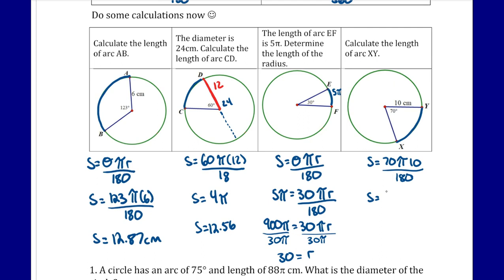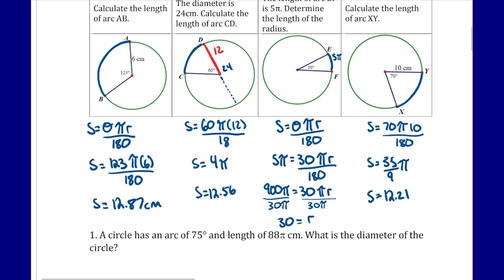So some calculators might give you something like this, because they want to give you the exact value. That's a little bit messy, so I'd rather just keep it as the decimal. So s would equal 12.21. And that is the length from x to y.